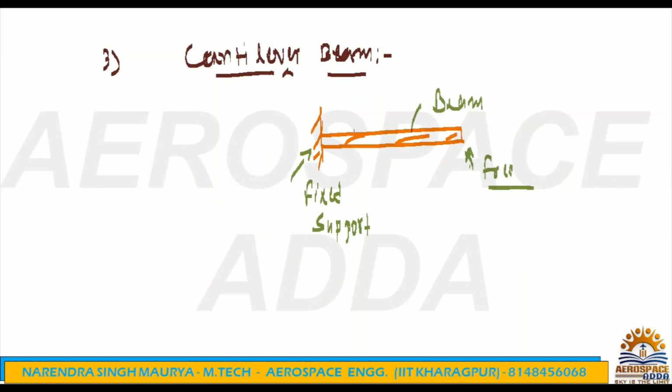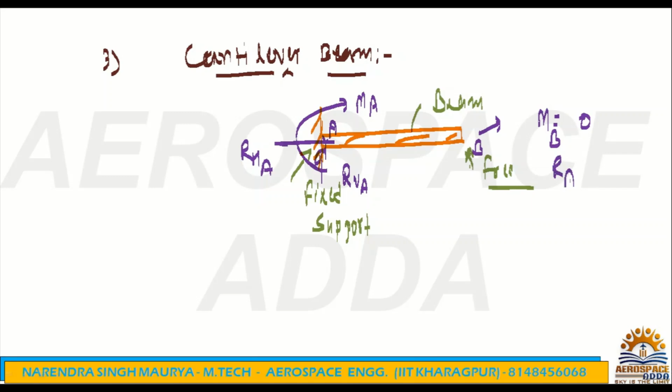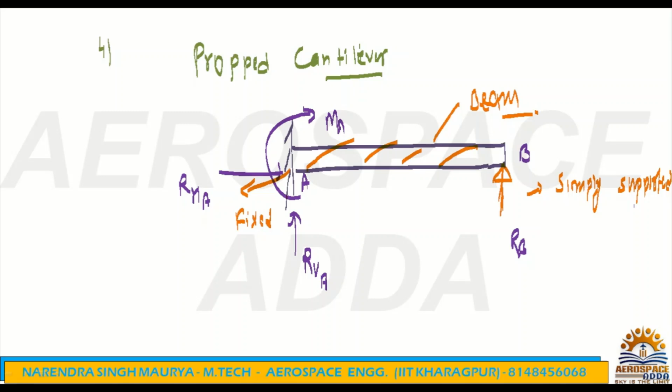But for the cantilever, what are the unknowns? We have only the resisting moment MA at point A, then a vertical RVA and horizontal RHA. At end B we will not get any reaction: MB is 0 and RB is 0. There is no reaction force at the free end of the beam. But for the propped cantilever, you will get the reaction force here, and that will also be unknown. This is all about propped cantilever.